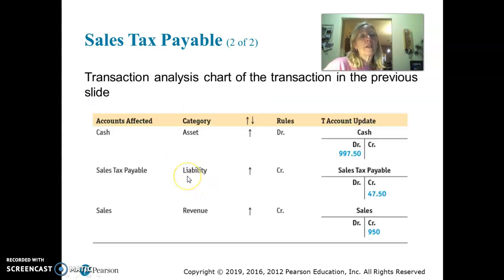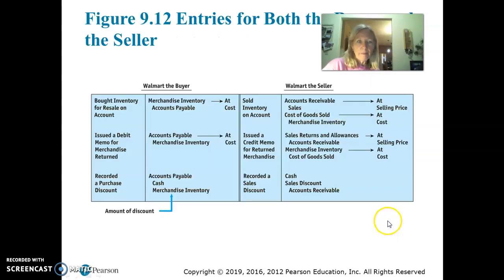Let's see how it looks in the journal. So this would be in your T accounts, your ledgers. So the guy buys the TV not on account, but he actually buys it for cash. So he pays us $997.50. Sales tax payable is a liability. That is $47.50 in tax payable. And then we're going to credit our sales account because we get to keep that $950. That is our revenue. Okay.